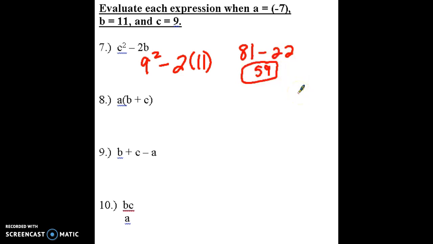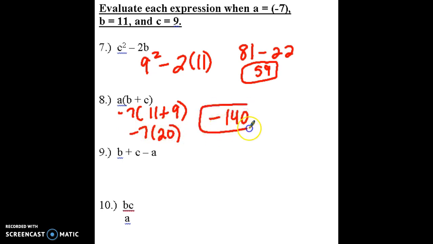A times b plus c. A is negative 7. B is 11. Plus c is 9. 11 plus 9 is 20. And negative 7 times 20 is negative 140.